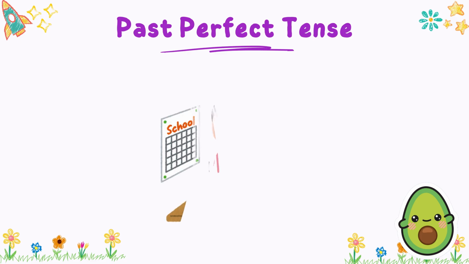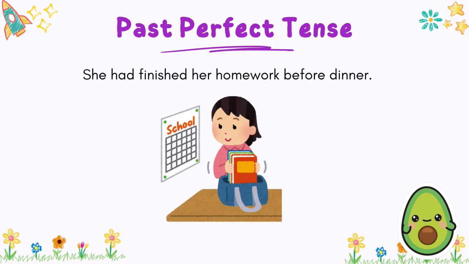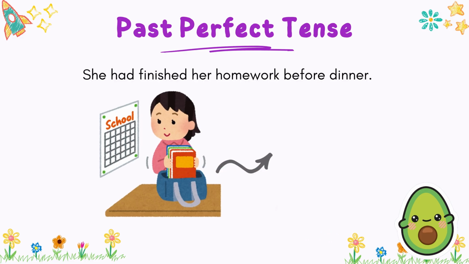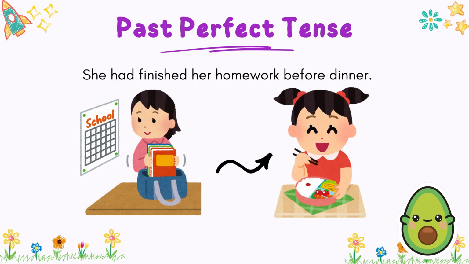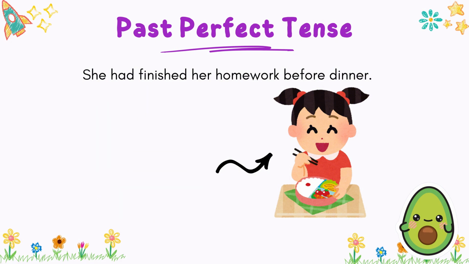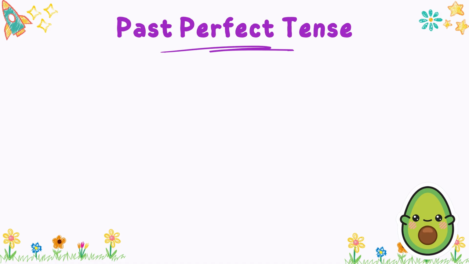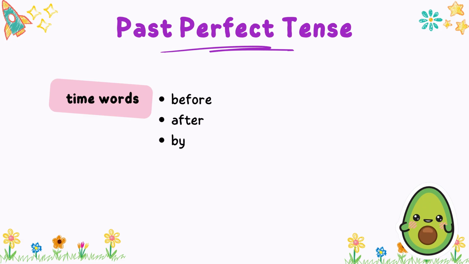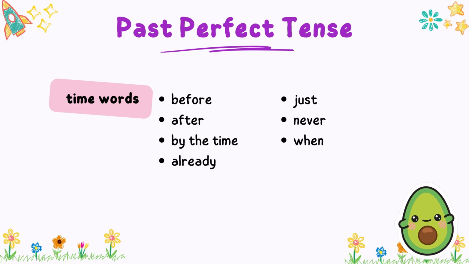Another one. She had finished her homework before dinner. First, she finished, then she ate. So the past perfect helps us show which action came first in the past. There are some special time words we often use with the past perfect: before, after, by the time, already, just, never, when.